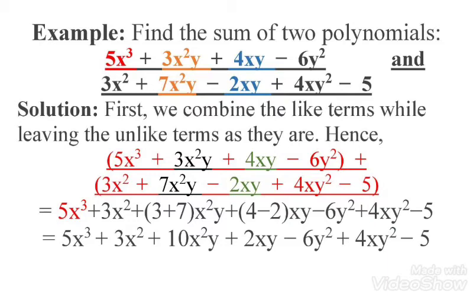And minus 5 is constant. Now, in addition, we combine the like terms. First of all, we recognize it and then we write like terms and we leave the unlike terms. We don't make any change in unlike terms.